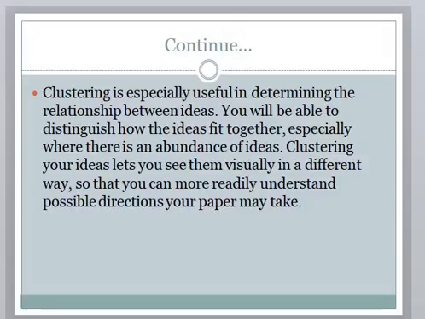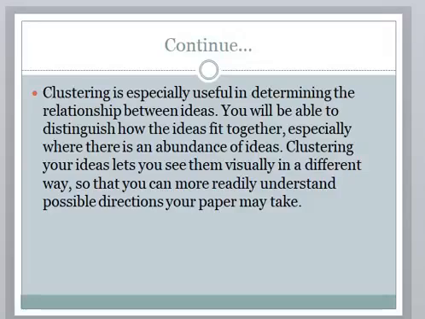Clustering is especially useful in determining the relationship between ideas. You will be able to distinguish how the ideas fit together, especially where there is an abundance of ideas. Clustering your ideas lets you see them visually in a different way, so that you can more readily understand possible directions your paper may take. So it allows any writer to explore many ideas as soon as they occur to them.